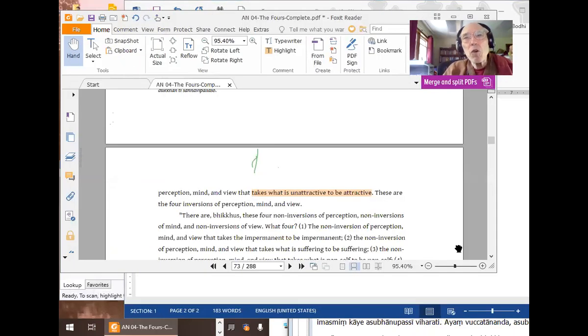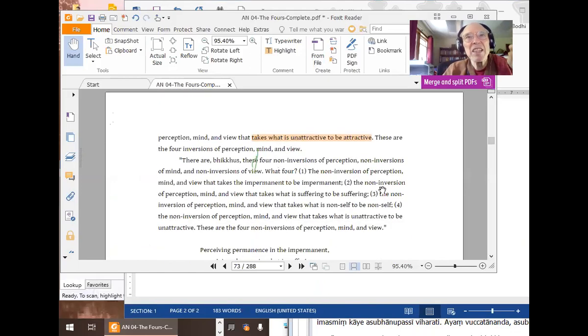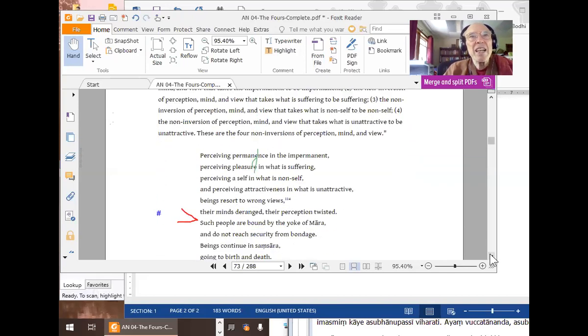Okay, so those are the four inversions, and then the opposite are the non-inversions. So we have perception, thinking, and view, the correct view, which sees the impermanent as being impermanent, which sees what is dukkha as being dukkha, which sees what is not the self as being not the self, and which sees what is not beautiful as being not beautiful. So that is the four non-inversions, or ways of correcting the inversions of perception, thought, and views.